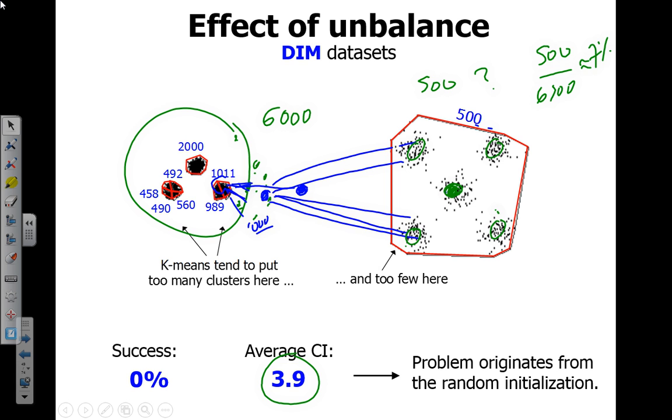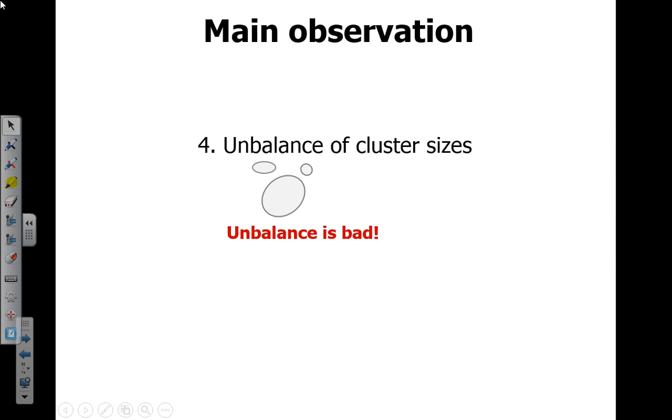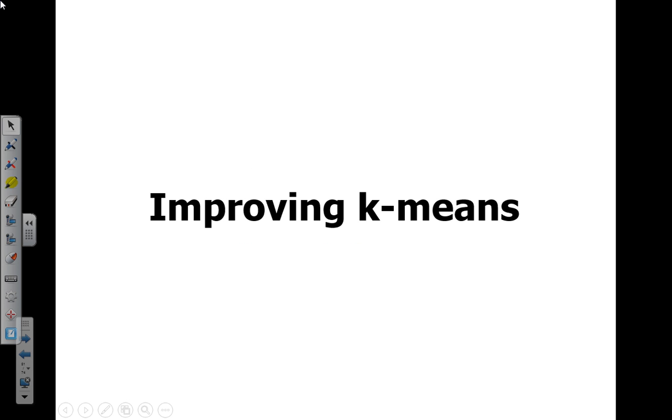Okay, so the conclusion of this is that unbalance is bad. If there is a serious unbalance, this kind of random starting point is not good enough for k-means. Okay, so all questions seem to be now answered. So bonus question: can we improve k-means in some easy way?